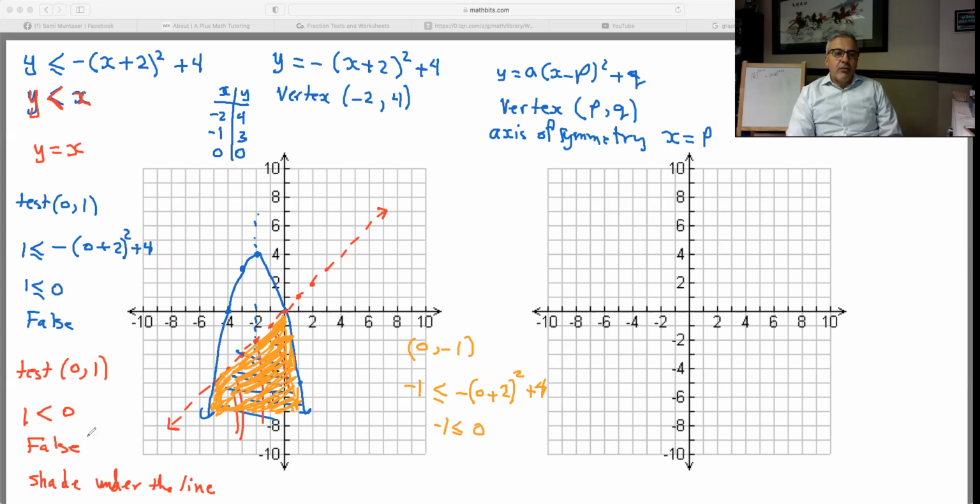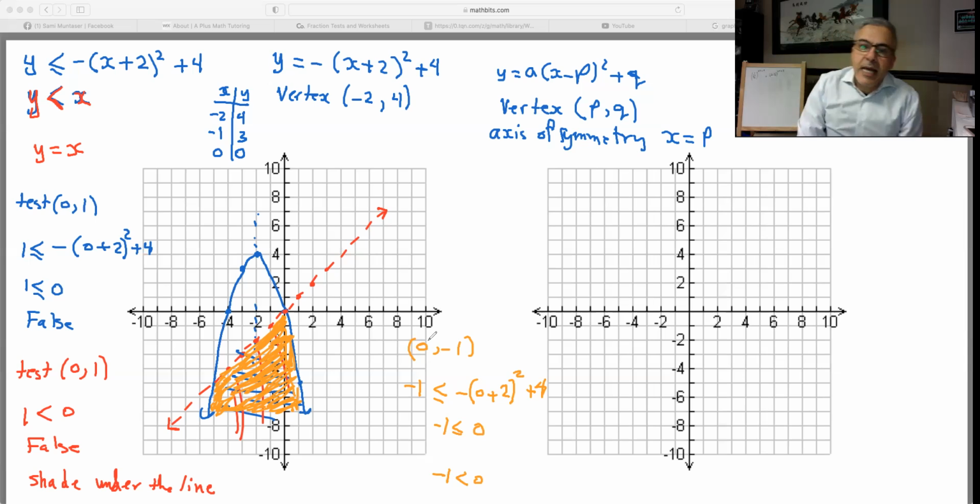And also, if you plug them into the other equation, y is -1, which is less than, and the x is 0, and that's true as well. So as I said earlier, what you're trying to find is all the points, or shade, where all the points satisfy both equations. Okay, so we're done with this.